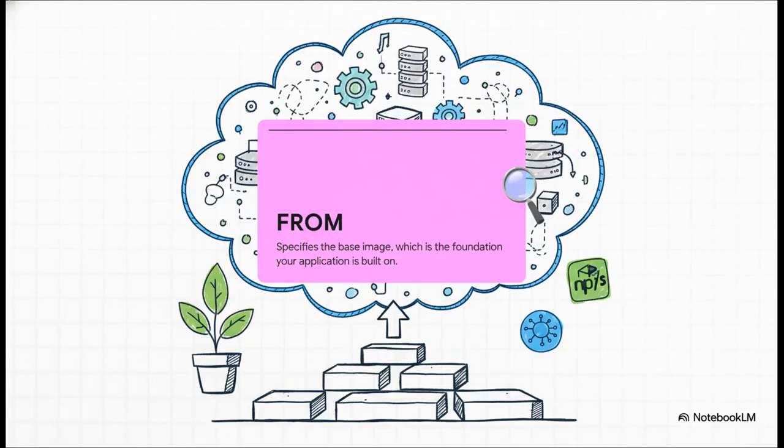FROM is where it all begins. Every single Dockerfile has to start with this. It tells Docker what your foundation is, what you're building on top of. In this case, we're starting with an official Node.js image. Super convenient, right? It already has Node and NPM installed and ready to go.